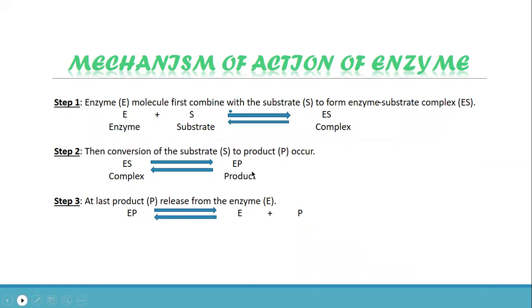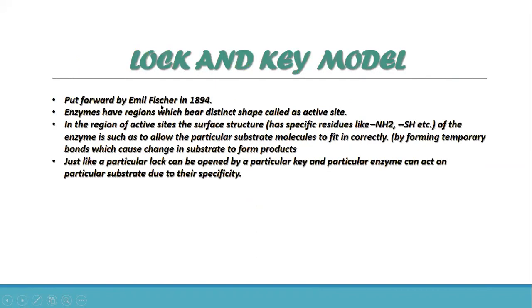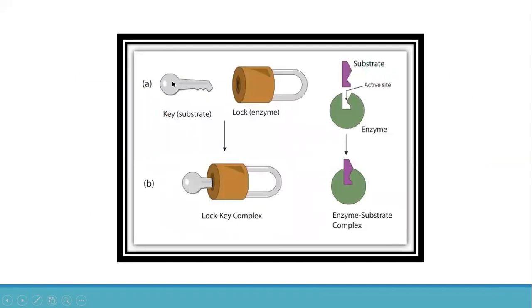Enzyme-substrate interactions are explained by the lock and key model and the induced fit model. The lock and key model was put forth by Emil Fischer in 1894. According to this model, just like a particular key fits a particular lock, a particular enzyme fits a particular substrate.